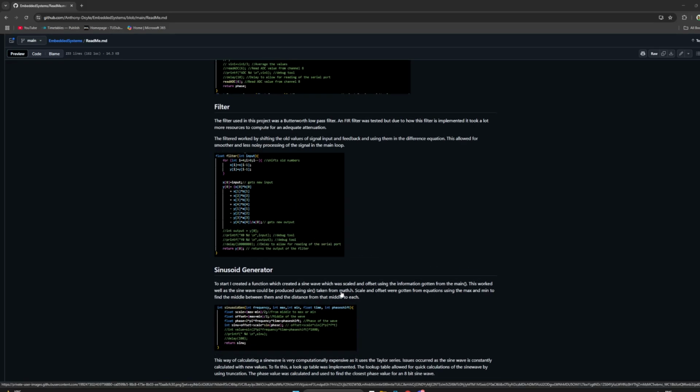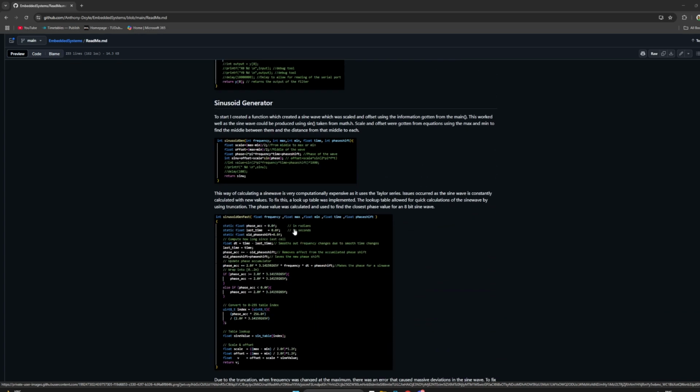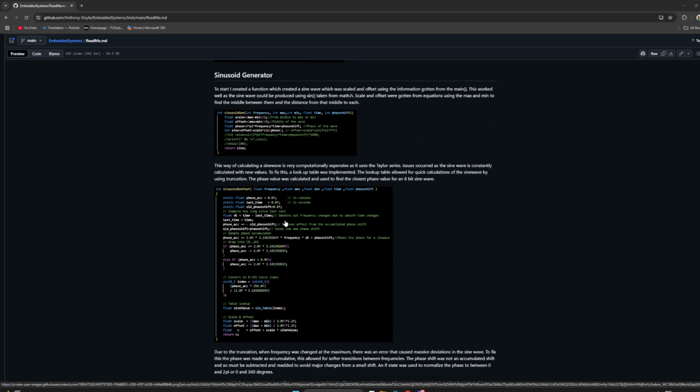There was then the filter applied. This was a low pass filter, allowing low signals through and removing the high frequency signals. This was a simple filter implementation, again taken from the MATLAB equations with the B and A coefficients gotten there. Then we had the sinusoid generator.